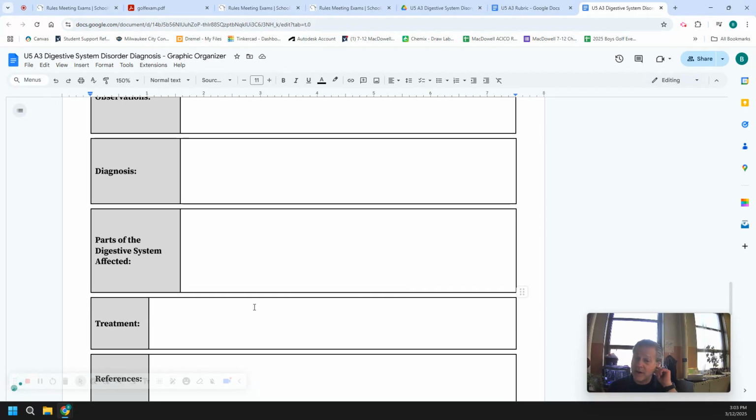Now, treatment down here, this is going to be really important, and you are going to end up doing some research on this. So treatment for you is going to be how you will advise that patient to deal with their disorder. So it might be as simple as taking a specific medication. It might be more complex, like having to undergo some type of treatment over time. Like maybe they have to get some type of an injection. I don't know. But you're going to have to do some research on the internet to figure out how you're going to treat this person's disorder.